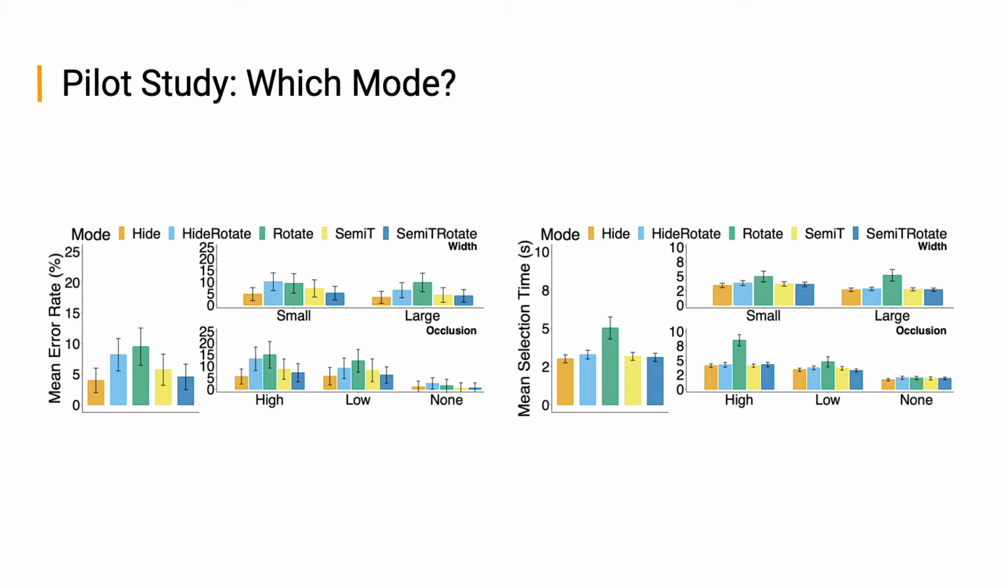And in combination modes, when participants intended to use hide or semi-transparent, rotate was triggered by accident as they carelessly swiped horizontally. On the other hand, hide and semi-T had very similar performance, but hide had a trend to lower error rate than all other modes. However, for hide, as context is removed, participants have more difficulty searching for targets. Therefore, in our following studies, we choose semi-T as the filtering mode.